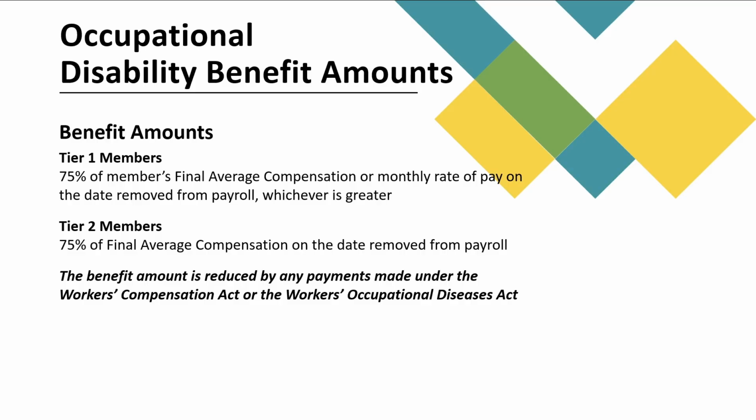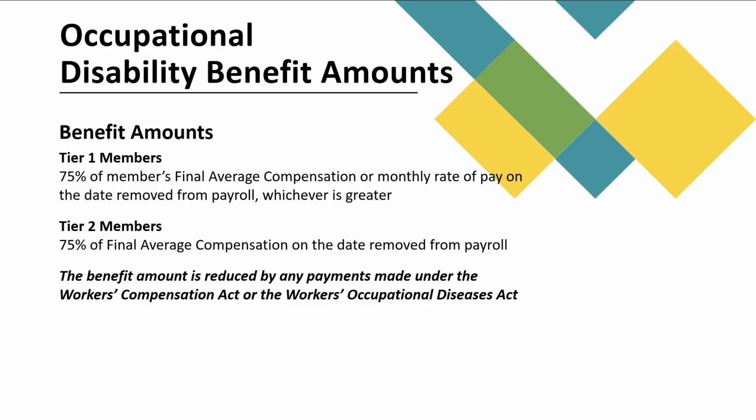Occupational disability benefit amounts. For Tier 1 members, they are paid 75% of a member's final average compensation or monthly rate of pay on the date removed from payroll, whichever is greater. For Tier 2 members, they are paid 75% of final average compensation on the date they are removed from payroll.